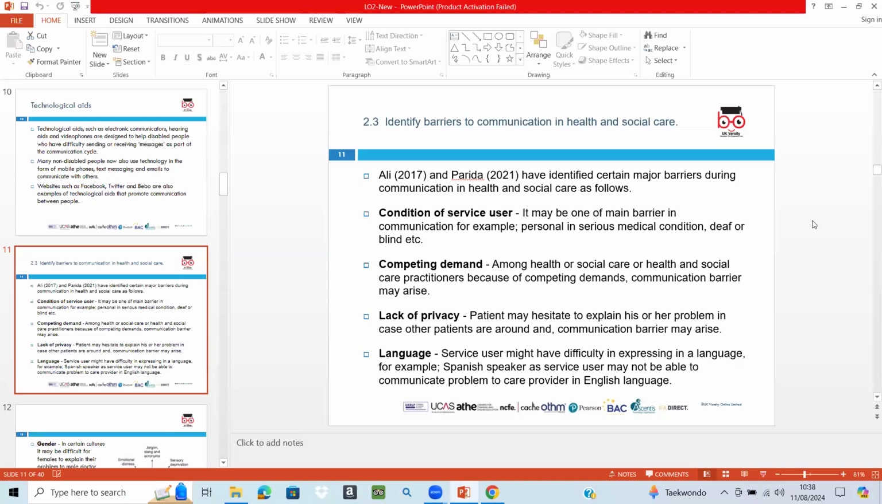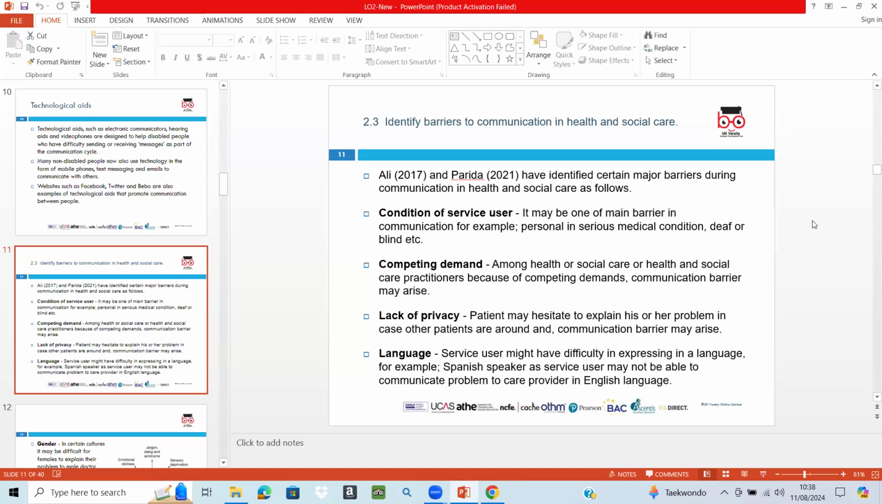Then we have competing demands. Healthcare providers sometimes face competing demands, such as managing multiple service users at once. This can lead to rushed or incomplete communication. As an example, if a nurse is attending to several patients simultaneously, they might not have enough time to fully explain a procedure to one service user, leading to confusion and anxiety.